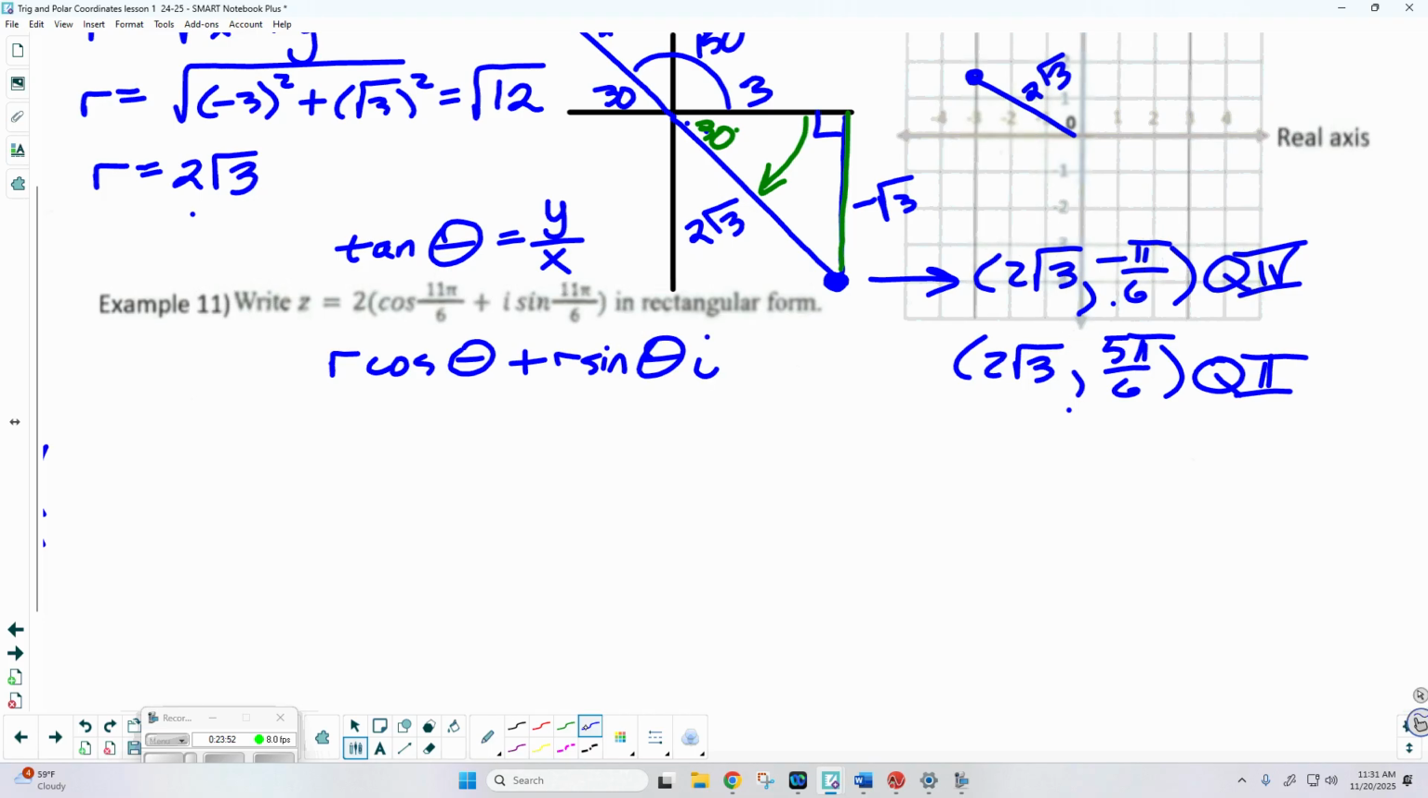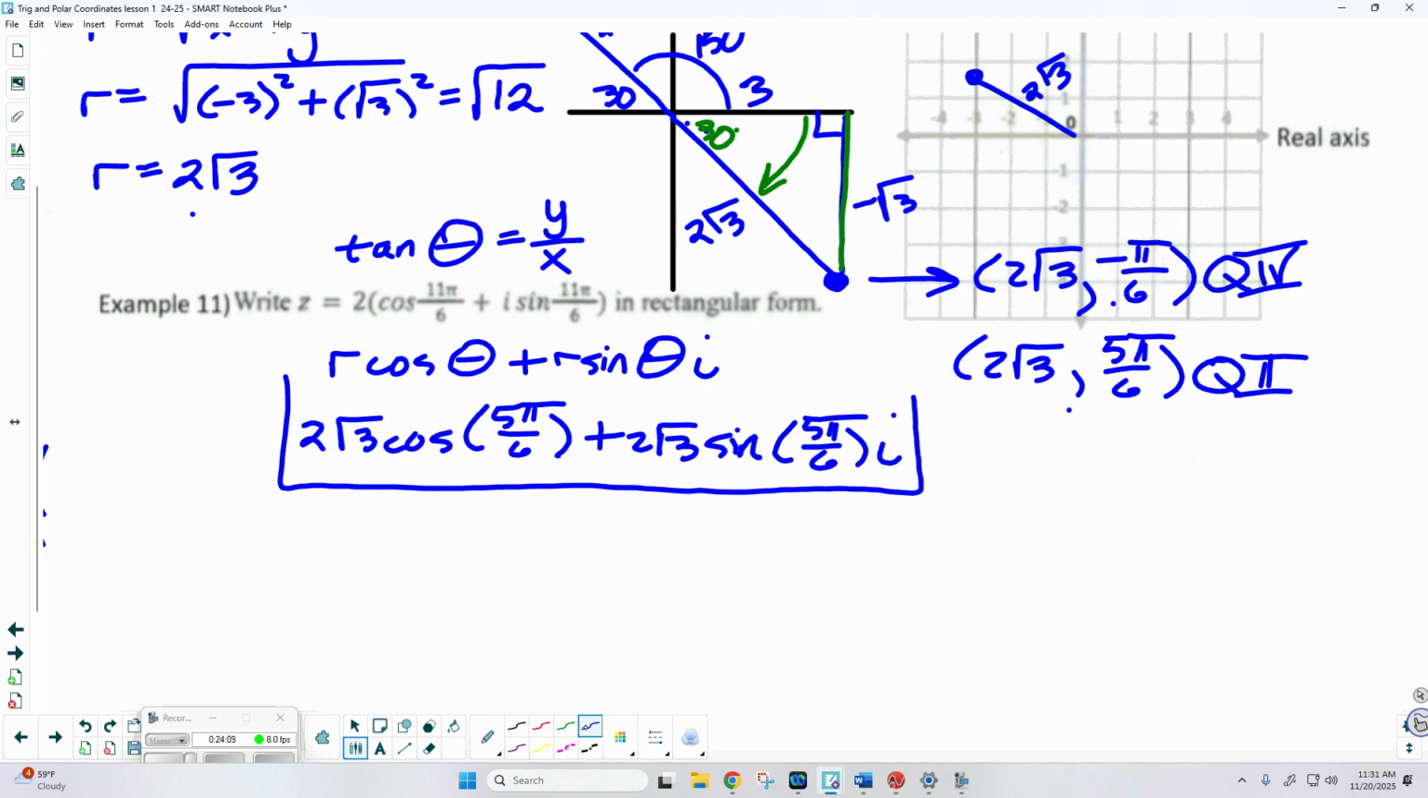Well, we have a radius and a theta right now. So I'm going to say 2 square root of 3 cosine of 5 pi over 6 plus 2 square root of 3 times the sine of 5 pi over 6 i. So there's the polar form of the complex number. And I wrote it with the 2 root 3 distributed. Remember, you can factor that out if you want to. Not a problem. And there we go.